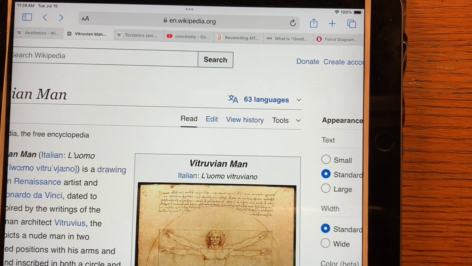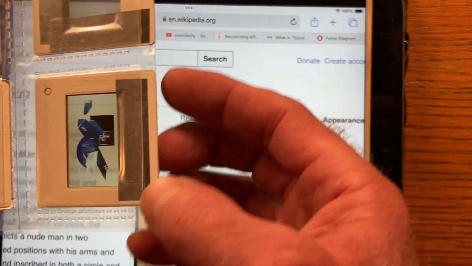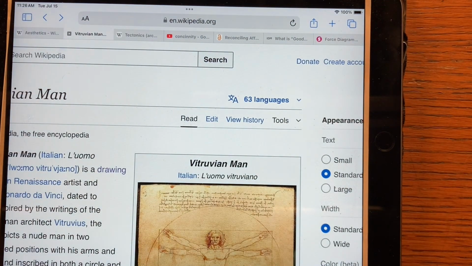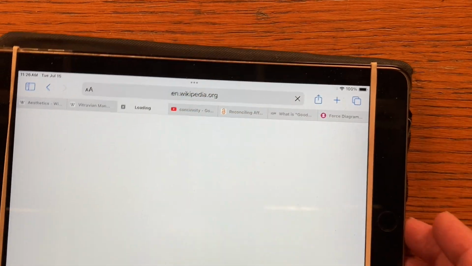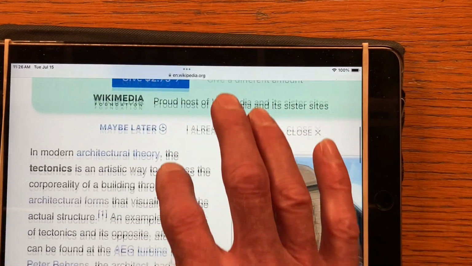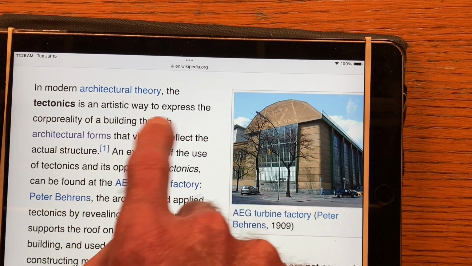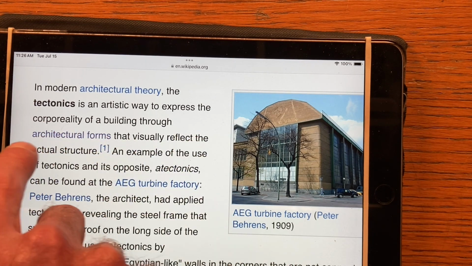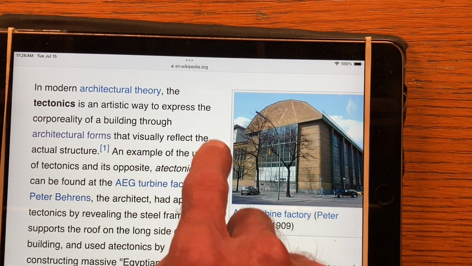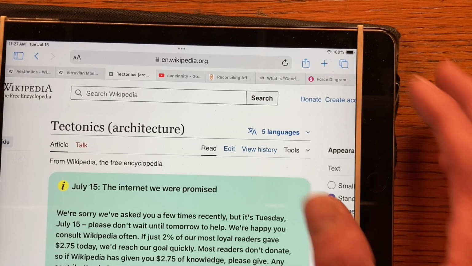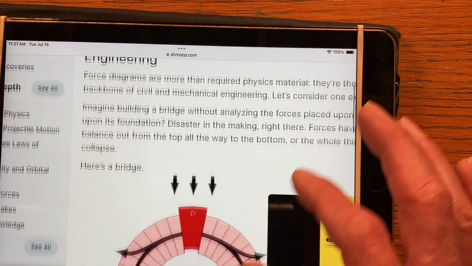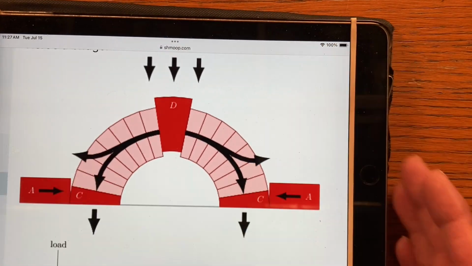When we were exploring nature doing these figure studies, we were doing it in the context of architectural graphics. So this was using eye movement based upon viewing abstract art. And so a visual language was created from that. And that visual language was associated with architecture and therefore tectonics. Tectonics is an artistic way to express the corporeality of a building through architectural forms that visually reflect the actual structure. Structures that I would say are tectonically accurate. They make sense visually. Something like the arch.